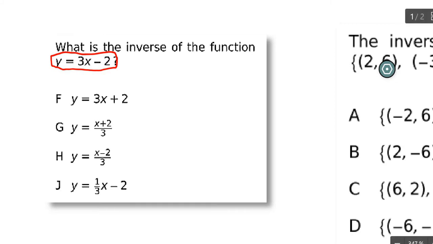We're going to add 2 first. So say there's a number, the same number now, and we add 2. That takes care of the minus 2. And then we divide the answer by 3, working backwards. So we're looking for an expression that looks like this on the right side, and the only one that looks like that is answer choice G. That's a fast and quick way to do these problems.